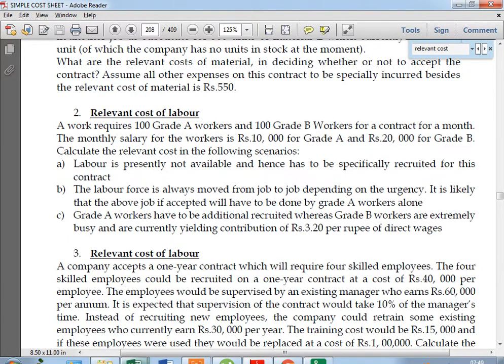Labor moving from job to job depending on the urgency would indicate that they are idle.